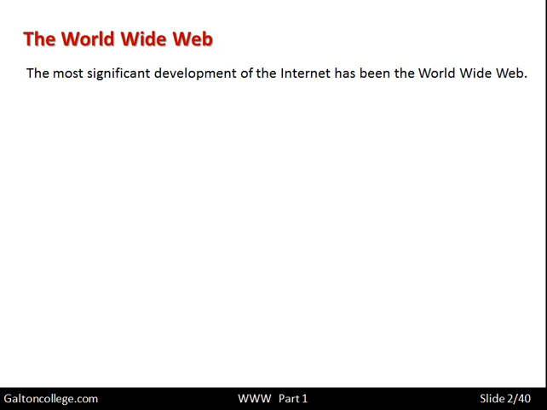So for a start, the most significant development of the Internet has been the World Wide Web. So the Internet is a connection of computers, and the World Wide Web is a more sophisticated and, if you like, user-friendly version of the Internet. In other words, the World Wide Web enables us to use it more easily, and in particular for commercial purposes.